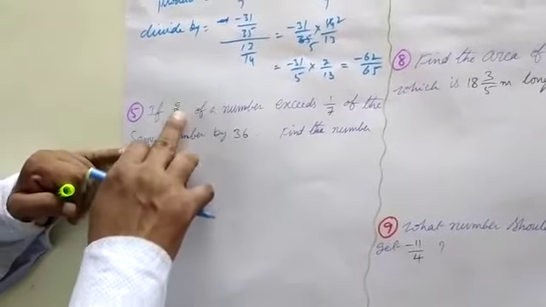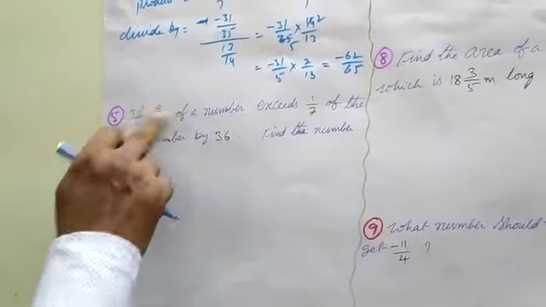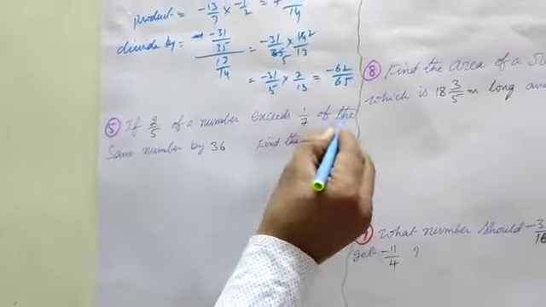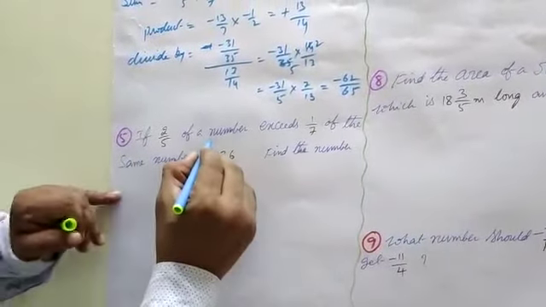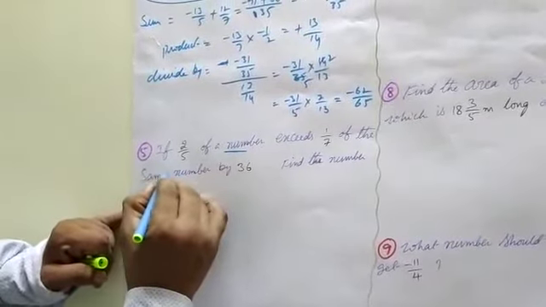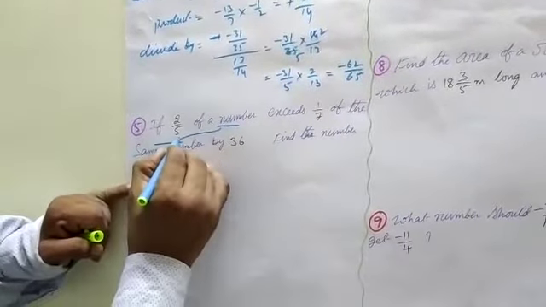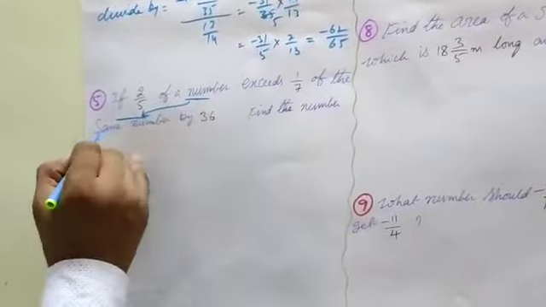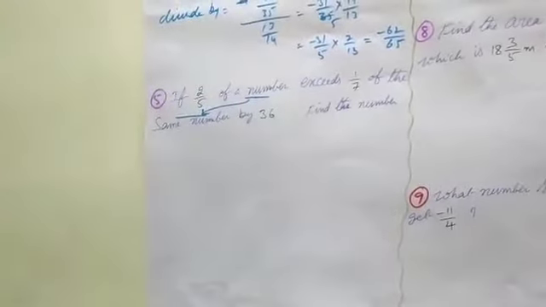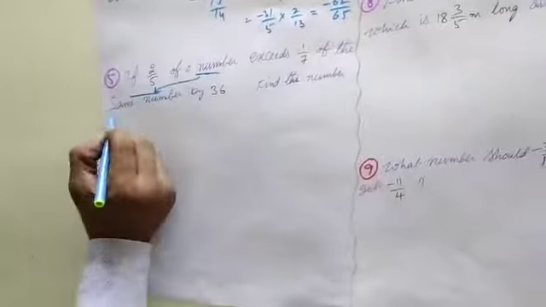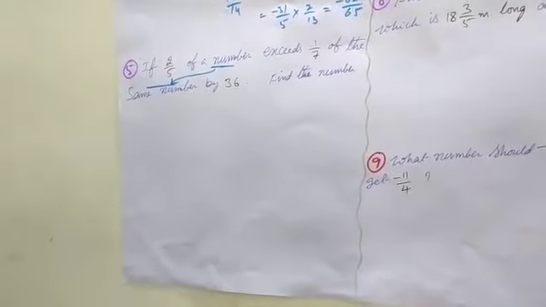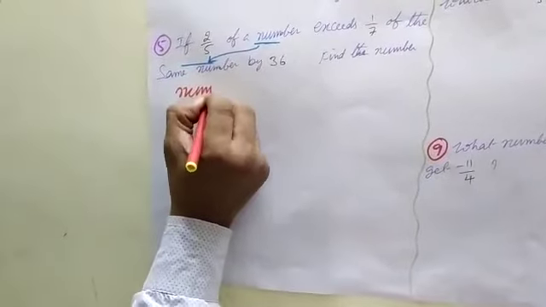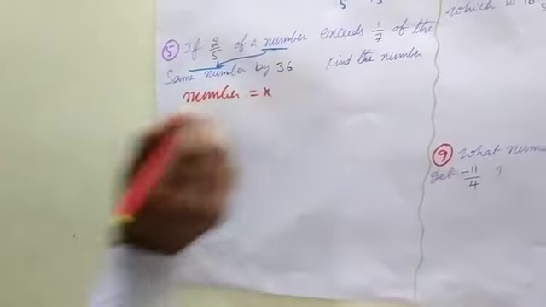If 2 by 5 of a number exceeds 1 by 7 of the same number by 36, find the number. Same number means this is the same number. What is to be found? The number. First of all, you take the number as x. Number is equal to x.